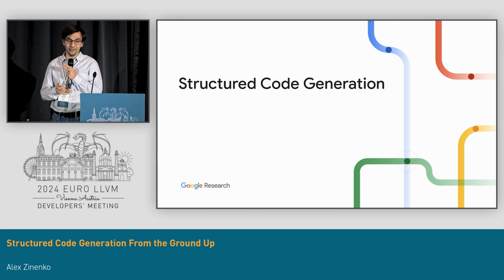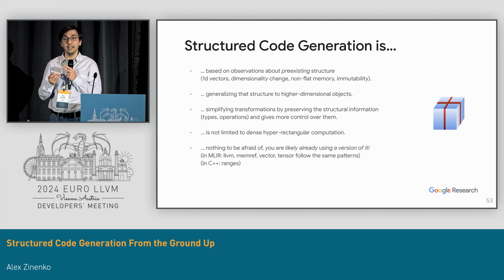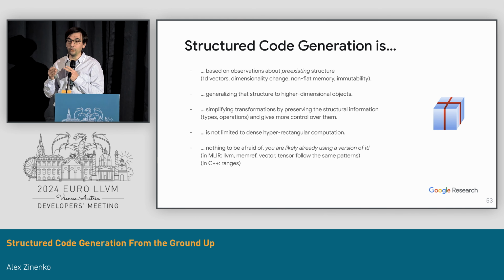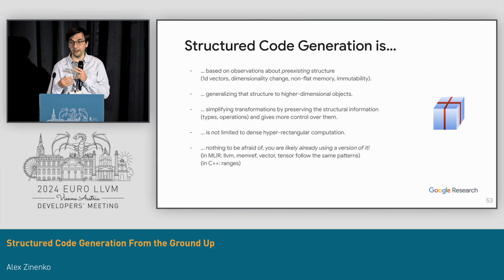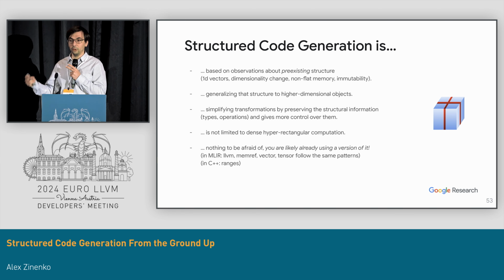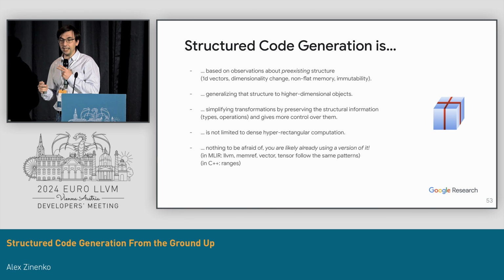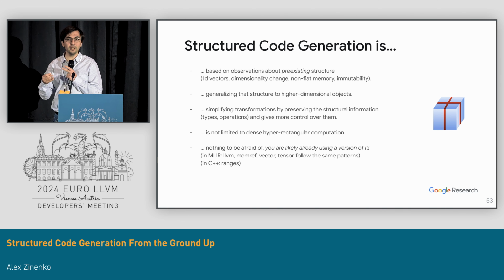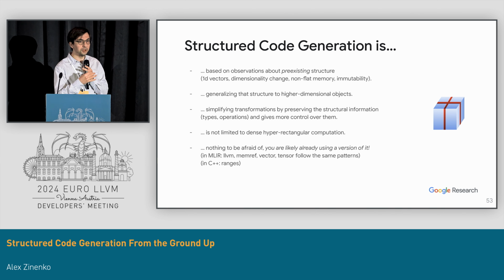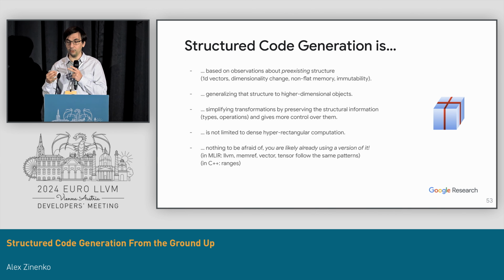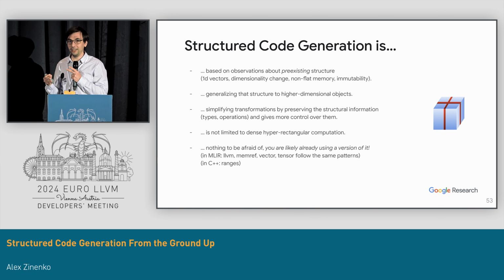So to summarize, structured code generation is based on observation about pre-existing structure in the IR, such as uniform repetition, dimensionality adjustment, multidimensional memory, and immutability. We just generalized it to higher level objects like tensors that we see in ML compilers, but otherwise it's nothing magic. Many of you are already using this.